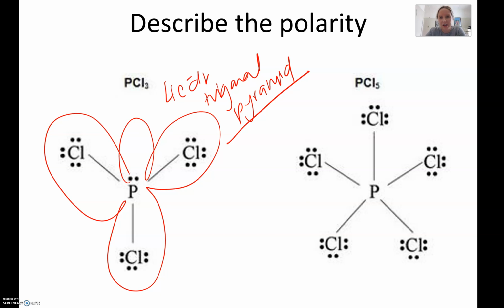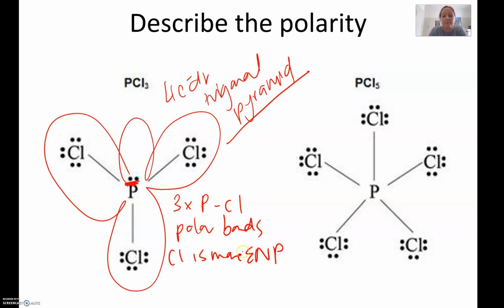Okay, so let's justify its polarity. Straight away we can see there's a lone pair, it's not linear or square planar, so we know that in the end this is going to be polar. You can know that going in, and so now we need to justify it. So we're going to say that there are 3 times PCl polar bonds, and these bonds are polar because Cl is more electronegative than P. Okay, so there are 3 PCl polar bonds because Cl is more electronegative than P.